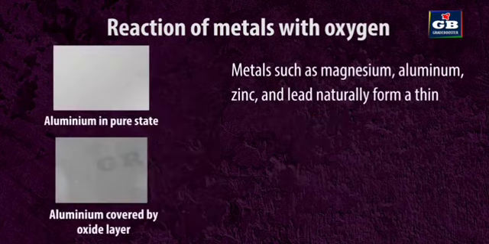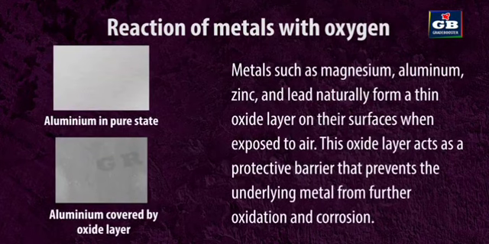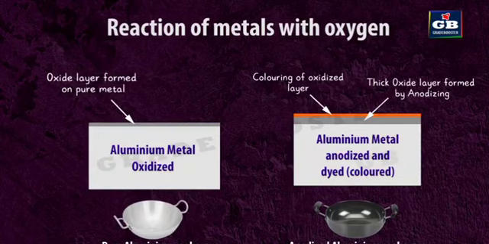Metals such as magnesium, aluminium, zinc, and lead naturally form a thin oxide layer on their surfaces when exposed to air. This oxide layer acts as a protective barrier that prevents the underlying metal from further oxidation and corrosion. We can make this protective layer even thicker to improve its resistance to corrosion. Anodizing is a process to make a thicker protective layer on metals like aluminium.